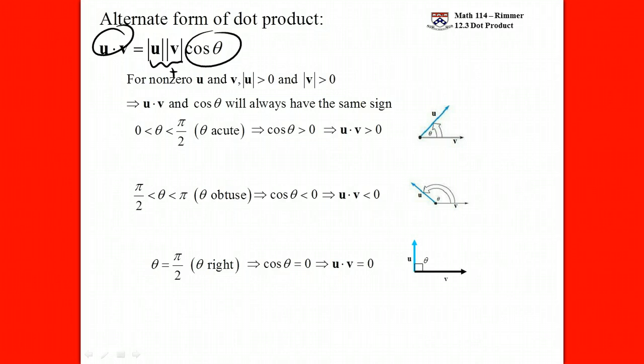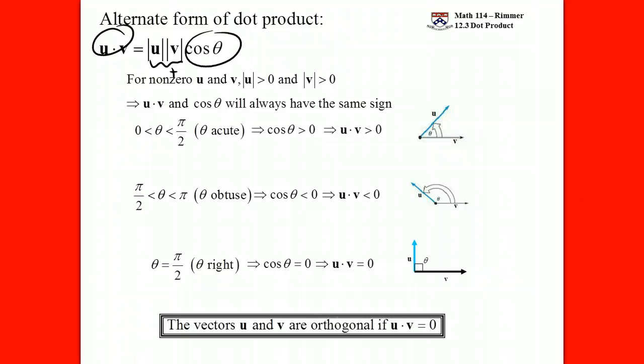Okay? Instead of saying what we used to say for lines meeting at right angles, that the lines are perpendicular, we won't say vectors are perpendicular. We'll say vectors are orthogonal. Okay? And so these vectors are orthogonal if the dot product is 0.